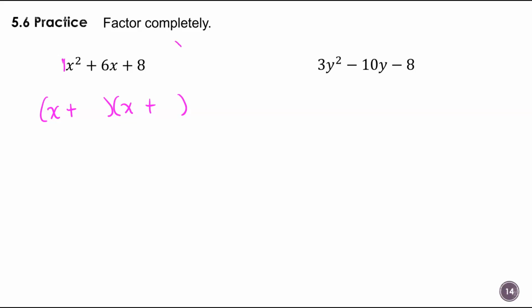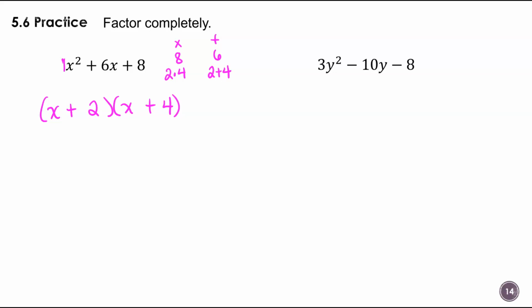So I just need factors of 8 that have a sum of 6, which would be a 2 and a 4, right? And this is really the quickest method when the leading coefficient is 1. You just have to figure this part out. Notice we're still finding factors of C that have a sum of B. Okay, so 2 and 4, and then that's it. It is factored.